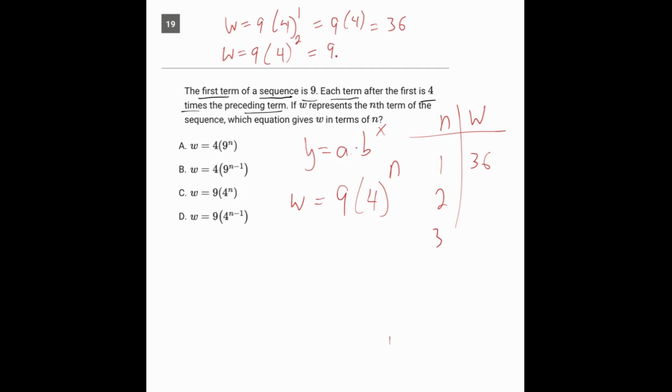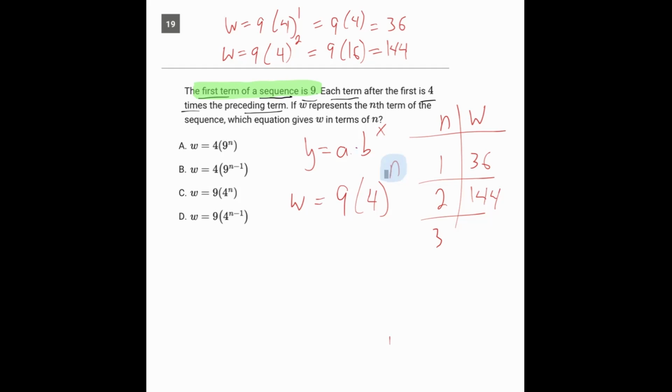4 to the second power is 16, and that's 144. So our first term is 36, and our second term is 144. So this is not working in the sense that we need the first term of the sequence to be equal to 9. So what can we do instead of that?